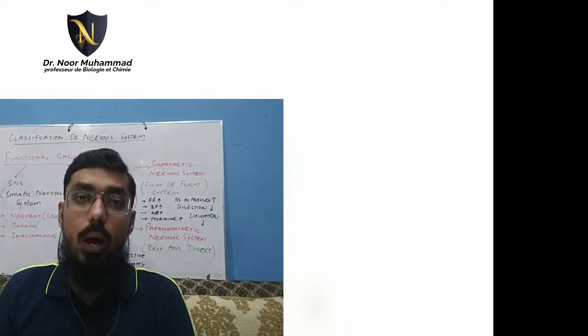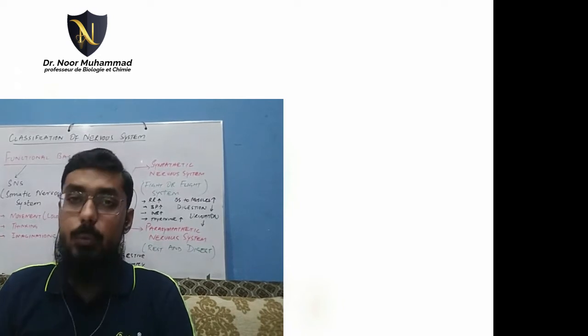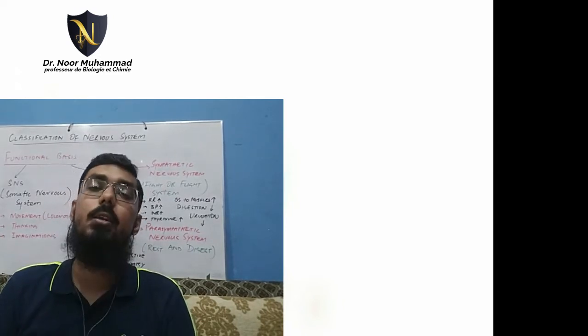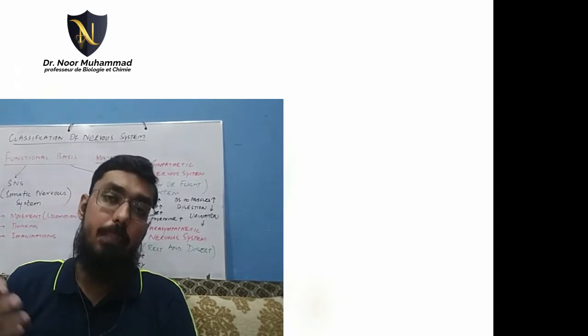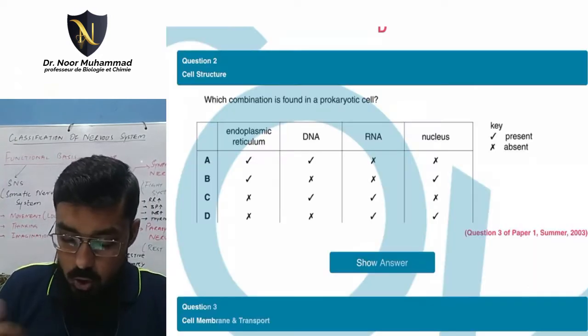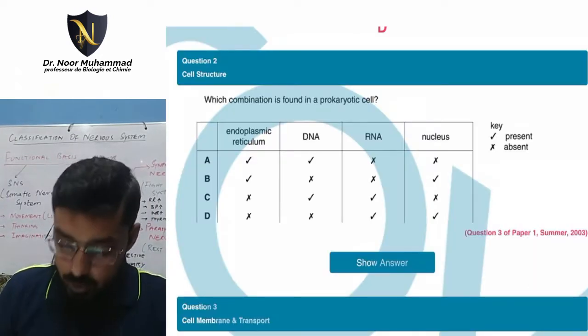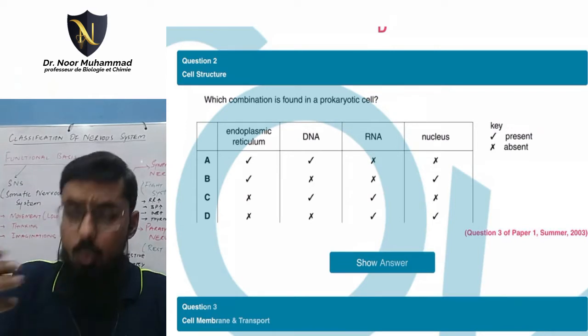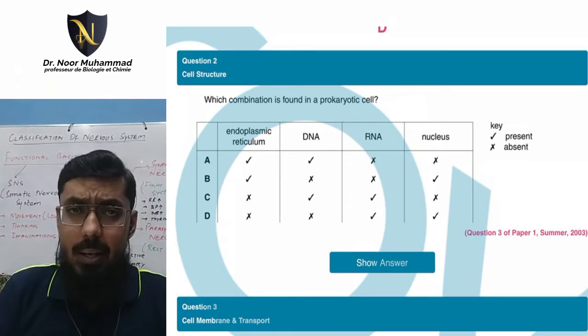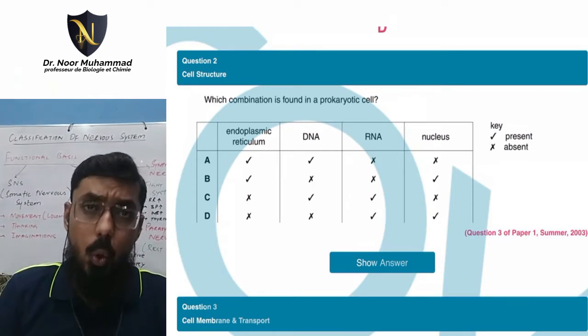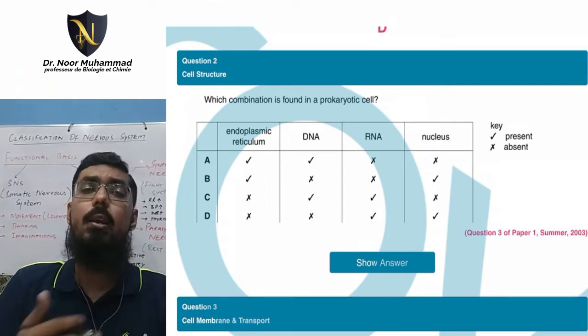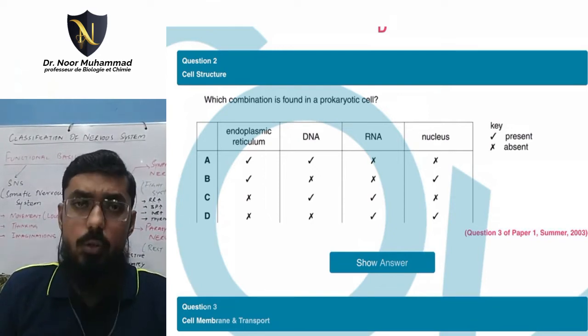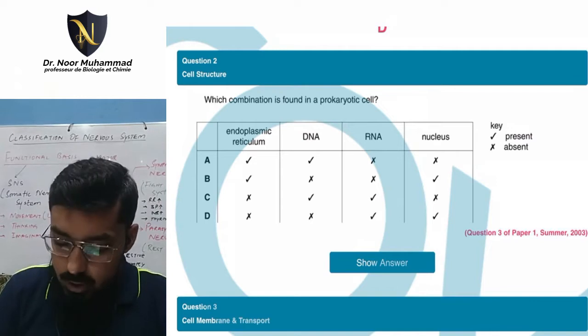I think you are thinking in the right way. You have studied the prokaryotic cell, you know the prokaryotic cell like a bacterial cell. So let's go to the discussion now. Do prokaryotic cells have any membrane bounded organelles? So the answer is no. No membrane bounded organelle, no endoplasmic reticulum, no mitochondria, no Golgi body. तो all these structures will not be present.